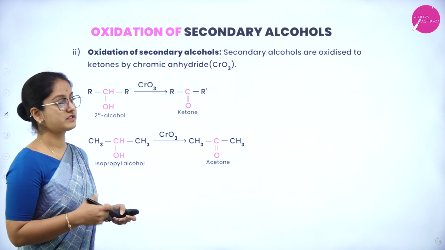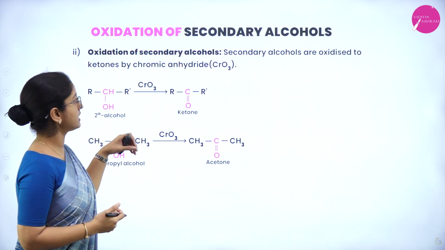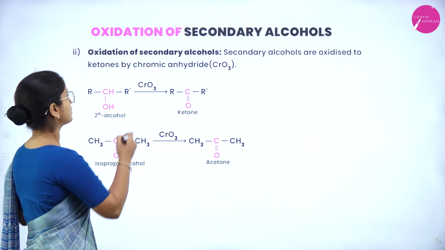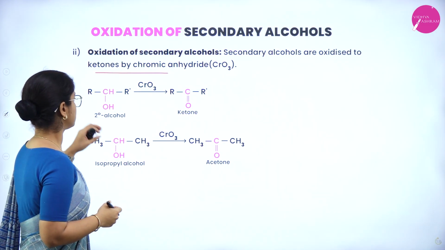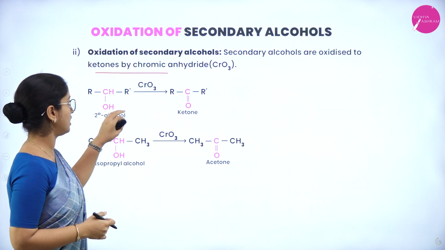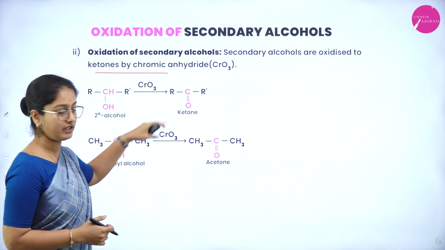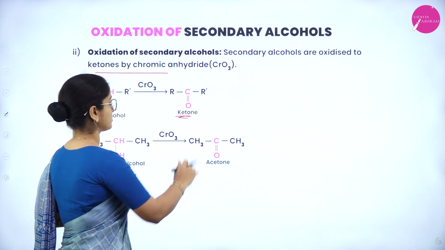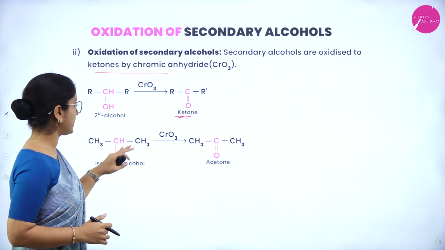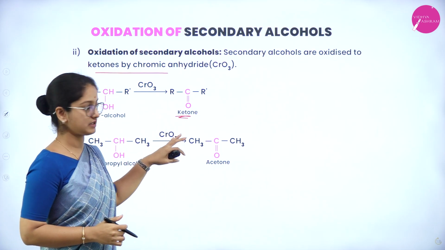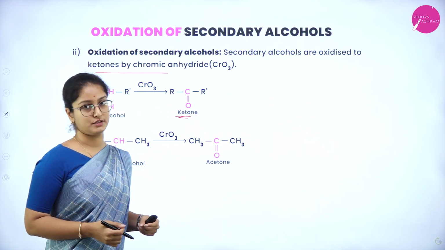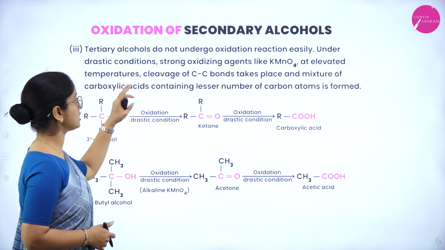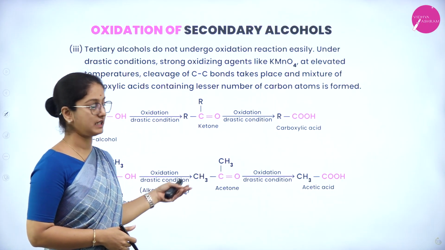Next is oxidation of secondary alcohols. Secondary alcohols are oxidized to ketones by chromic anhydride, CrO3. The general equation is a secondary alcohol using chromic anhydride to produce ketones. If isopropyl alcohol undergoes oxidation in the presence of chromic anhydride, it produces acetone. Next, tertiary alcohols do not undergo oxidation reactions easily.